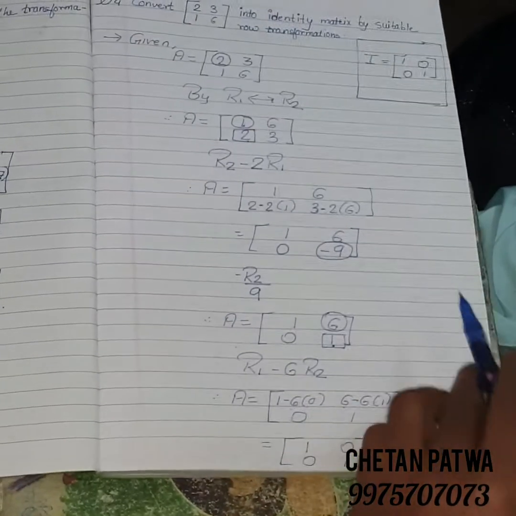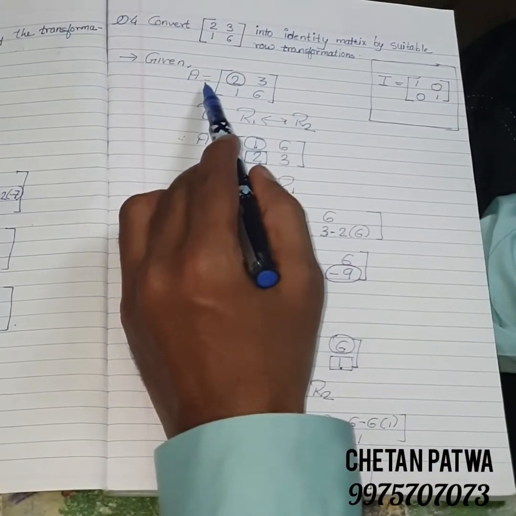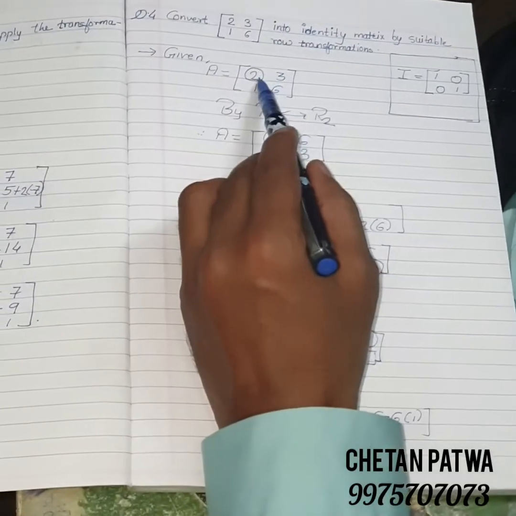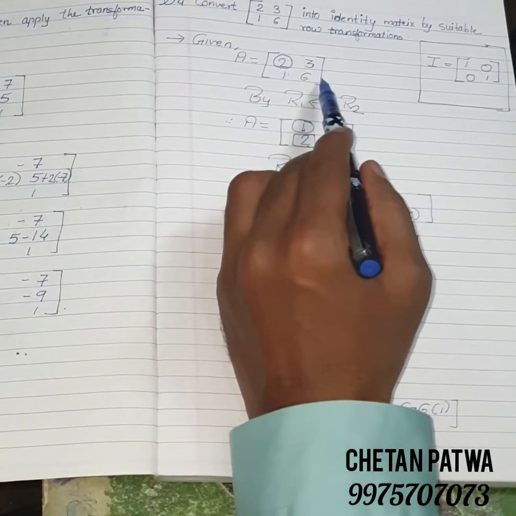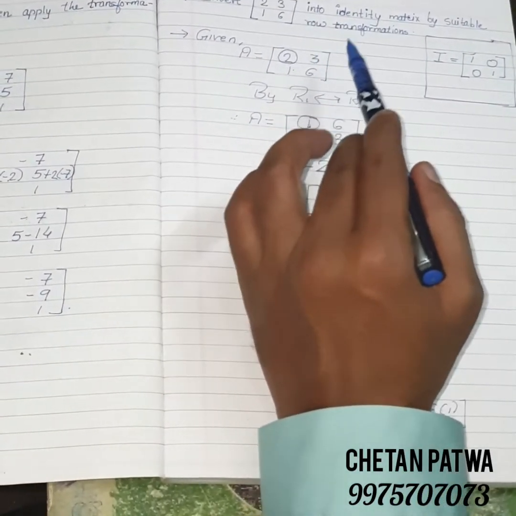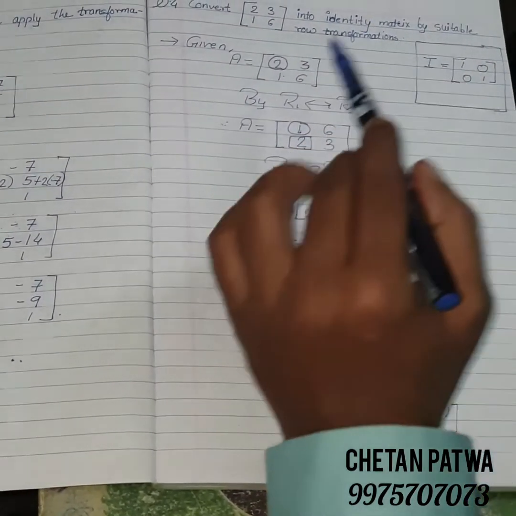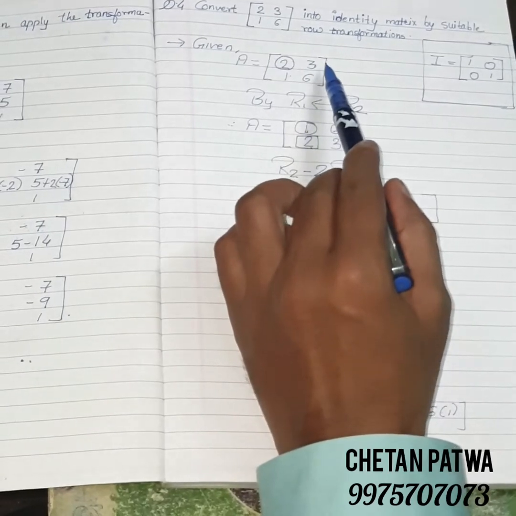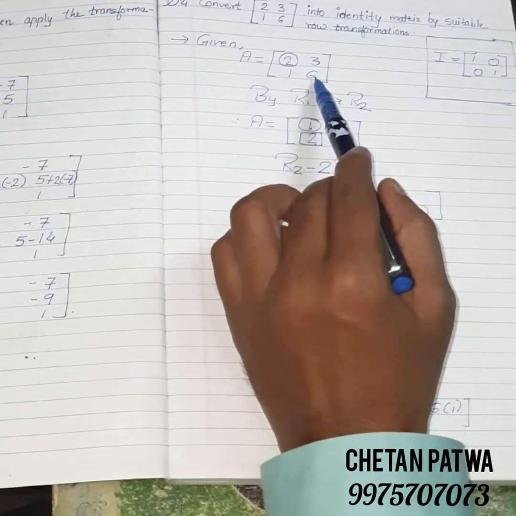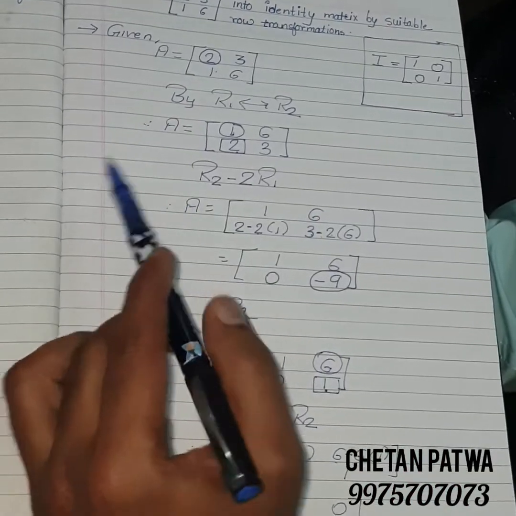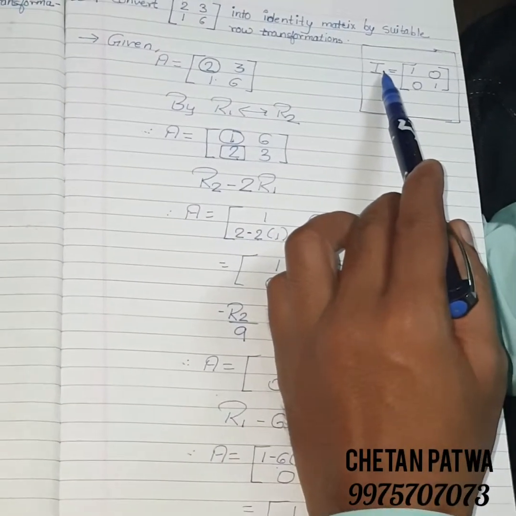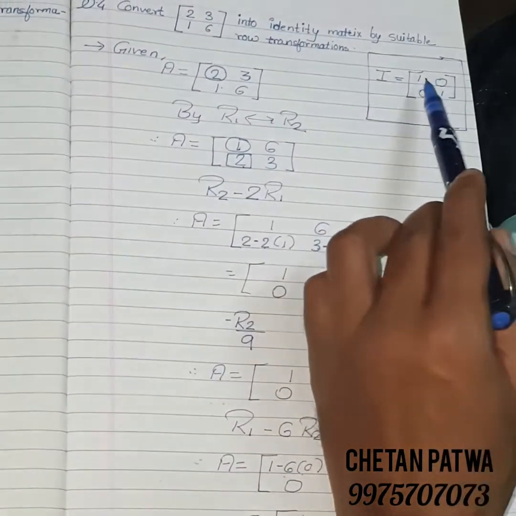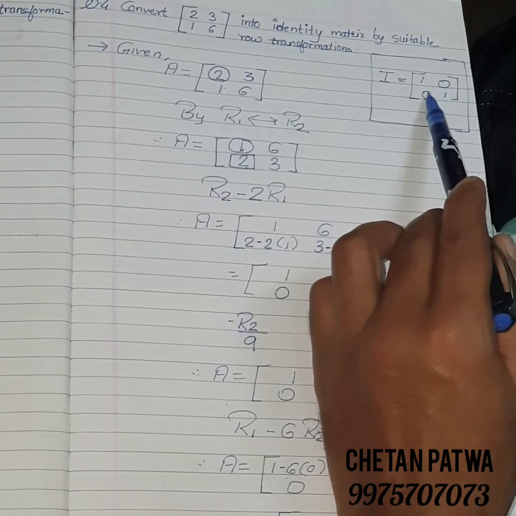Let's revise the sum again. In this case the given matrix was A is equal to 2, 3, 1, 6. We had to convert the given matrix into identity matrix. The order of the given matrix is 2 by 2. That is, there are 2 rows and 2 columns. Now let's see an identity matrix of order 2 by 2. It is 1, 0, 0, 1.